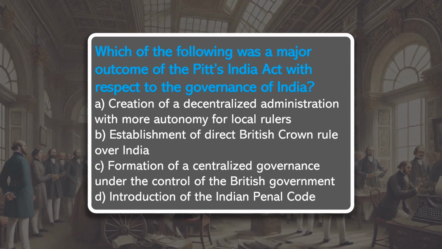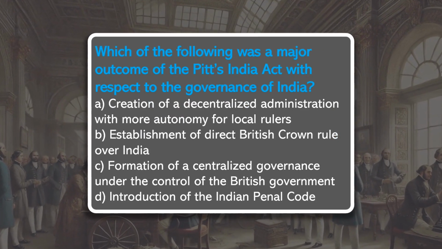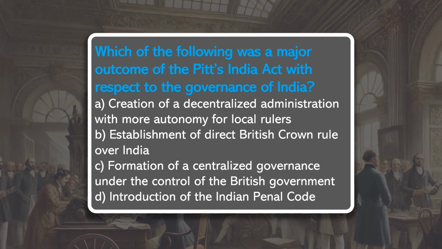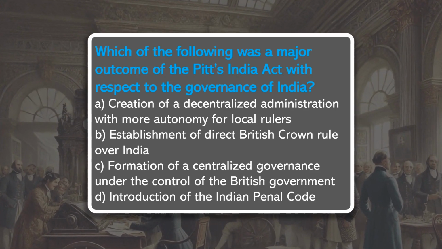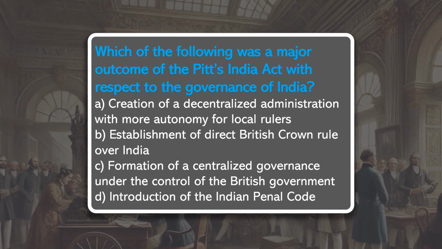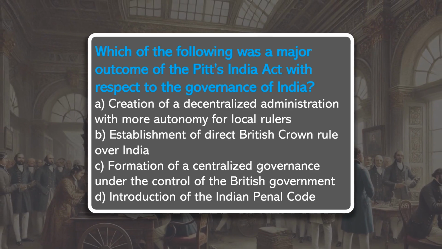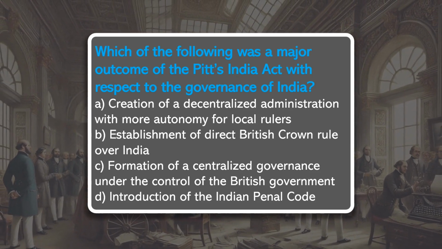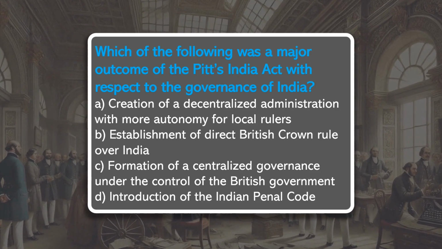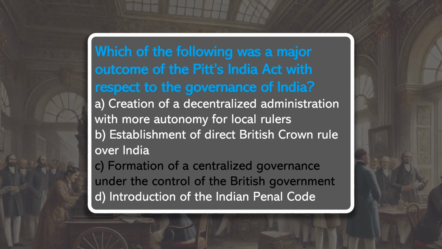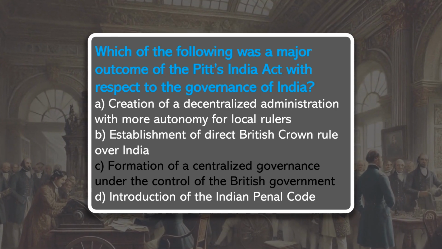Lastly, question 5. Which of the following was a major outcome of the Pitt's India Act with respect to the governance of India? Options include A. Creation of a decentralized administration with more autonomy for local rulers, B. Establishment of direct British Crown rule over India, C. Formation of a centralized governance under the control of the British government, D. Introduction of the Indian Penal Code. The answer is C. Formation of a centralized governance under the control of the British government.